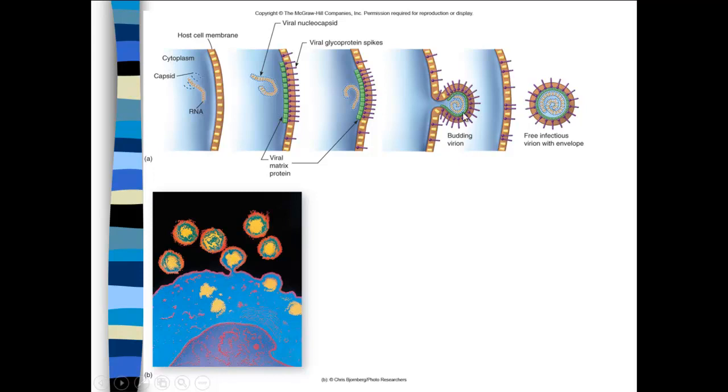Then the nucleic acid with the capsid orients itself along the region of budding. The cell will start to bud a virus. At this point, we call it a virion. And then the virion, which is just a single virus particle, is released, and it has a portion of the cell's membrane as an envelope. And here are some enveloped viruses that are budding from a host cell.